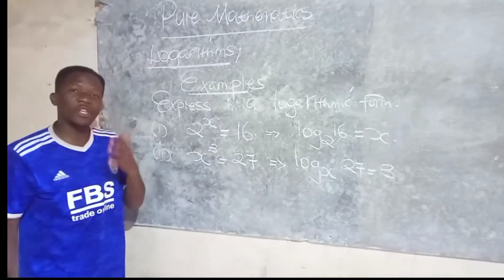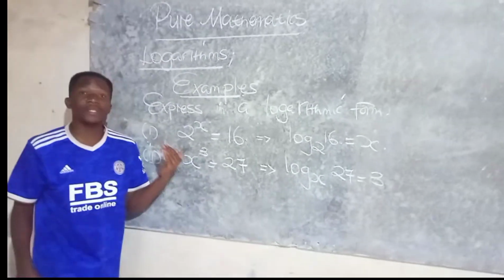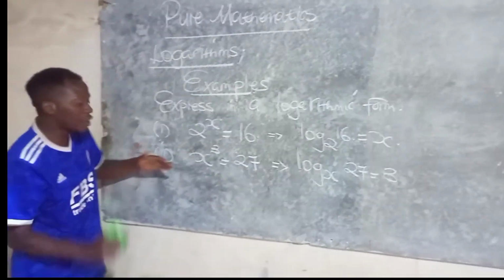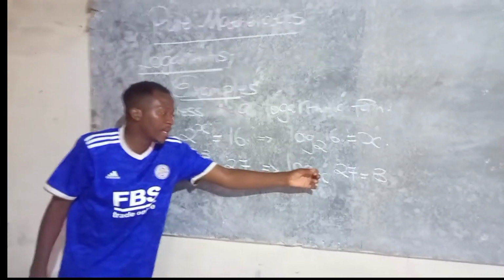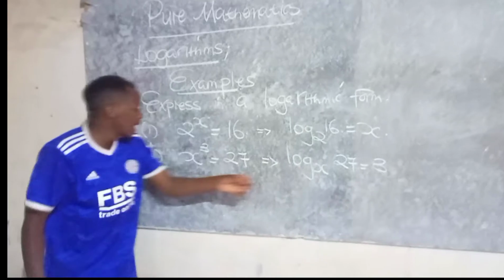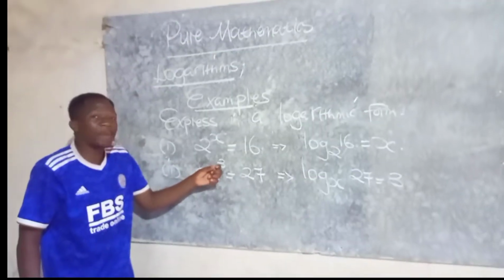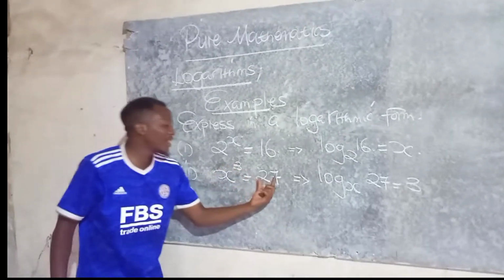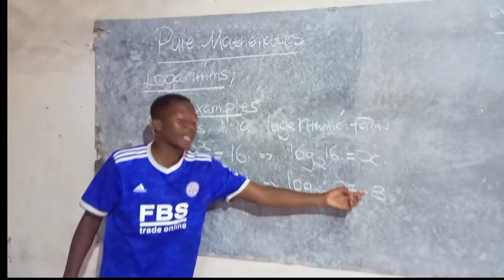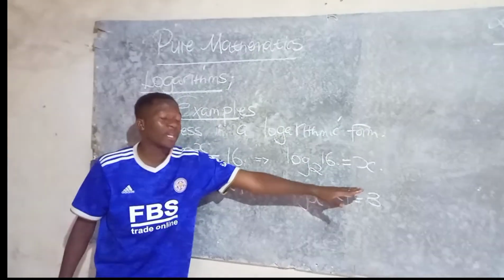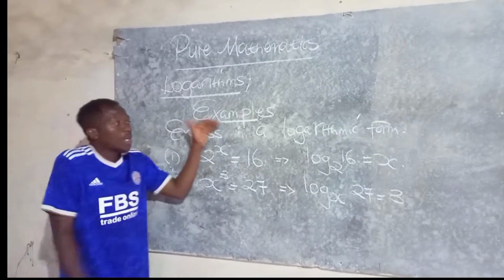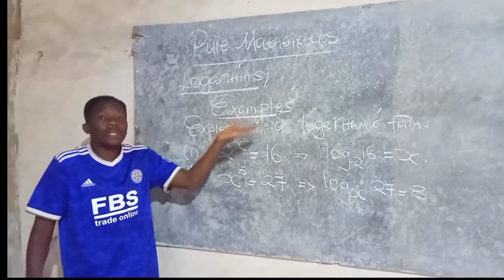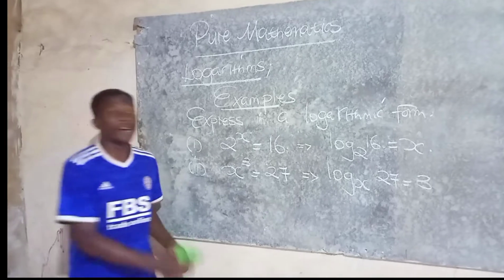So if there is something we should learn, understand and utilize, it is that this base will always be the base beneath the log. Then this power will always be the number to equate to, while this 27 will come before the equal sign. So log x of 27 equals 3. These are just some of the examples we can use to express index notation in a logarithmic function.